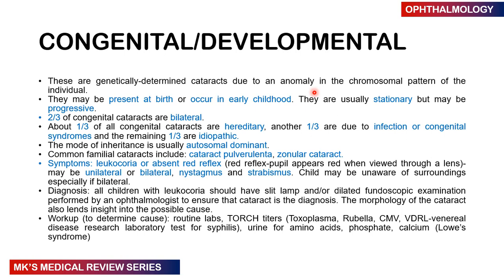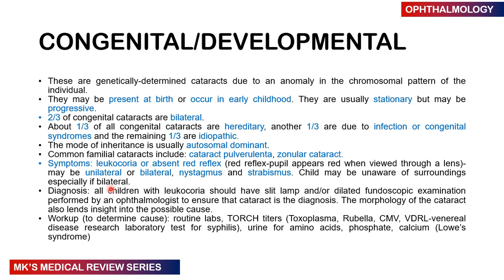Remember that the red reflex is when the pupil always appears red when you are looking at it through a lens. So if you take a picture with those old cameras, or even in your camera, if you turn off the red eye setting and take a picture, you realize that your eyes appear red within the pupil. It's going to give you that red appearance, but you lose that red reflex, especially in children that have cataracts.